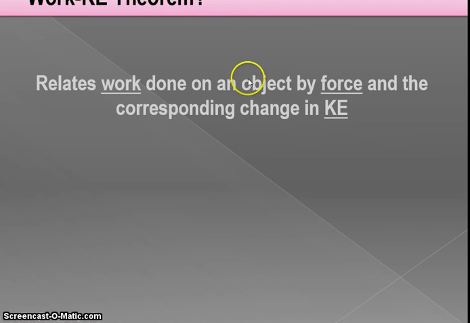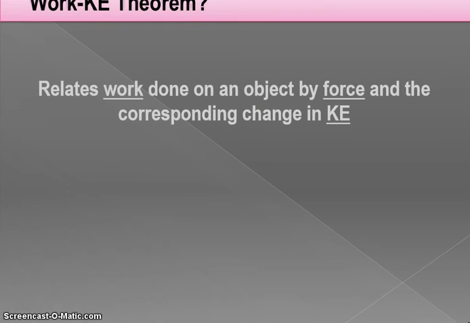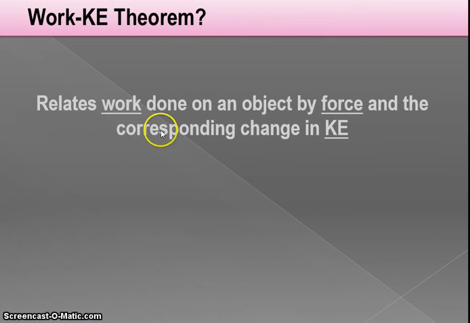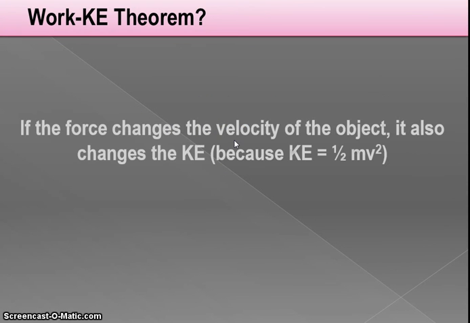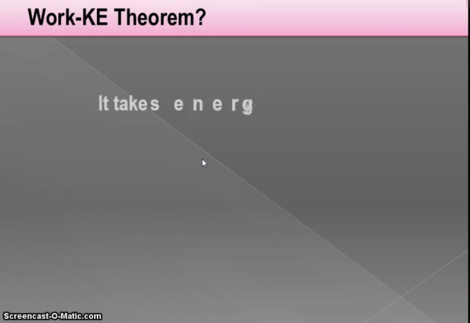Alright, so the work kinetic energy theorem tells us that the work done on an object by a force relates to the corresponding change in kinetic energy. In other words, why are they related? Well, if we apply force to something and we're able to get it moving to change its velocity, that gives it kinetic energy. It also changes the kinetic energy. So you can write this down for letter A under work kinetic energy theorem.